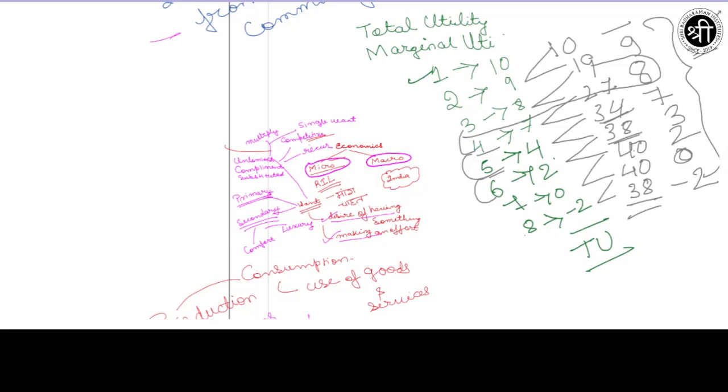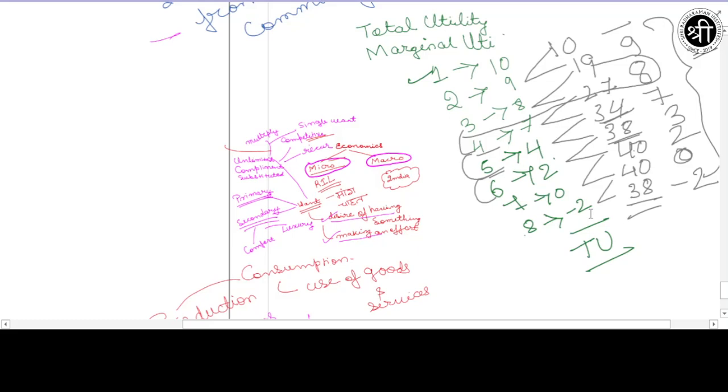So we have learned about 2 types of utility, which is total utility and marginal utility. Now what is total utility? After consuming a certain quantity of a commodity, the total satisfaction which we get is known as total utility. And what is marginal utility? For each extra piece consumed, how much extra utility do we get? That is known as marginal utility.